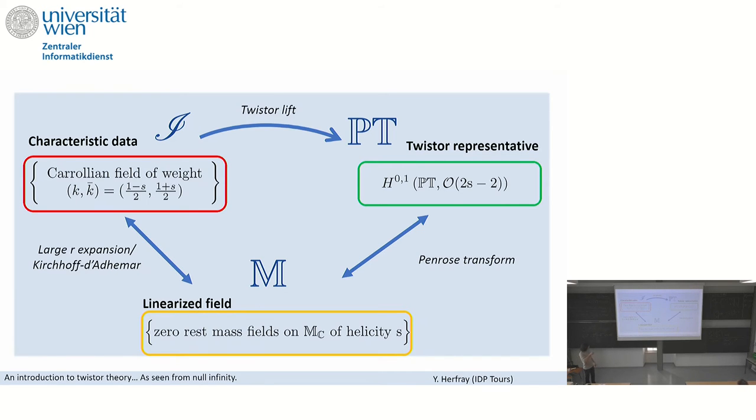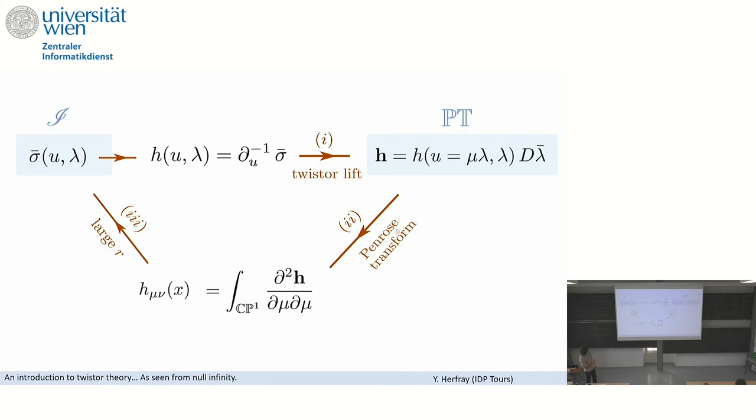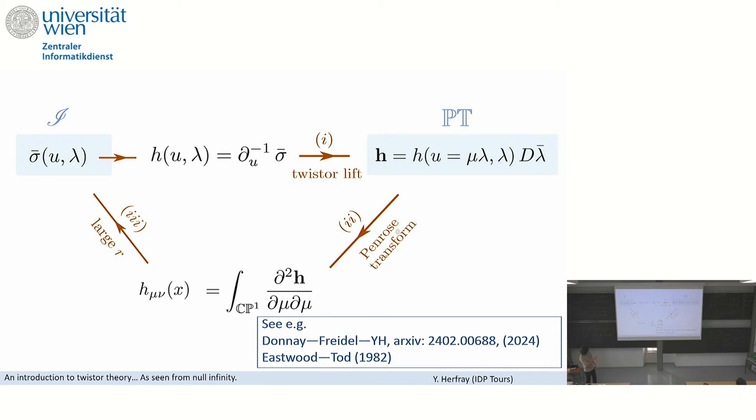These are Carrollian weights or spin weights, depending on the way you're thinking. Here is the Penrose transform, here is the large expansion, Kirchhoff-d'Adhémar, and you have this twistor lift, which you obtain by pullback, taking you from here to here. That's the story. And again, I think this is absolutely probably the starting point of all the story. So very well known from experts, but nowadays not very typically explained in this way.